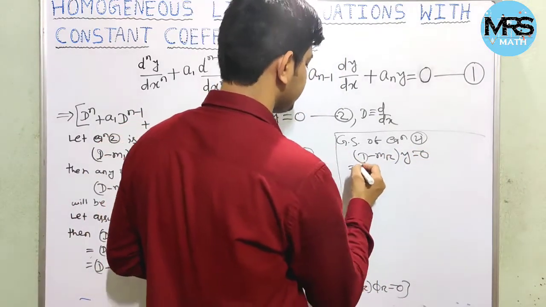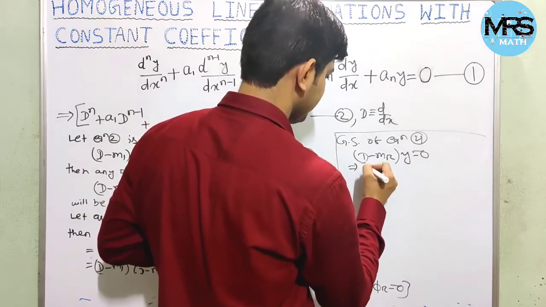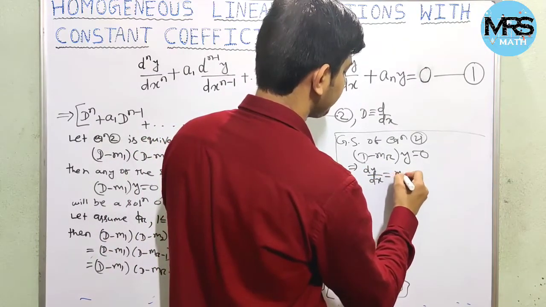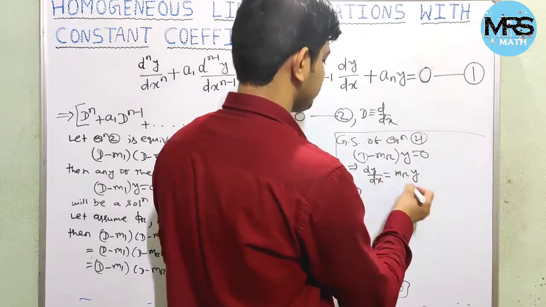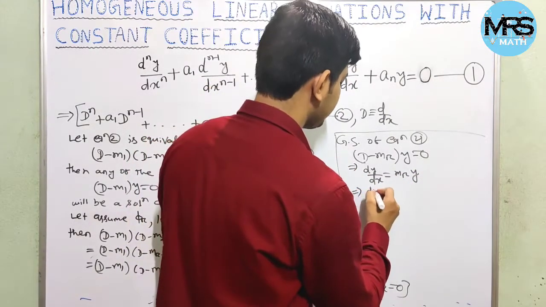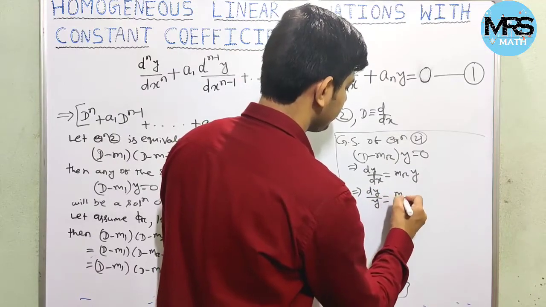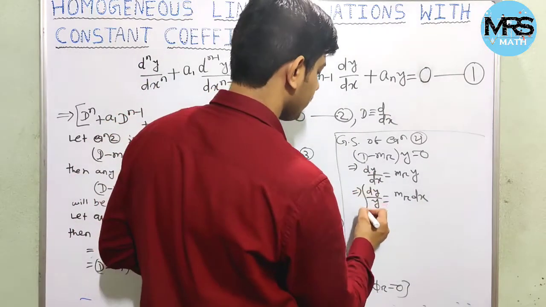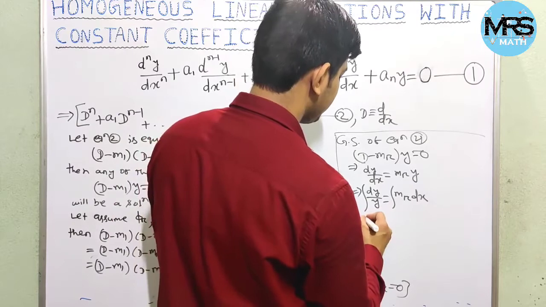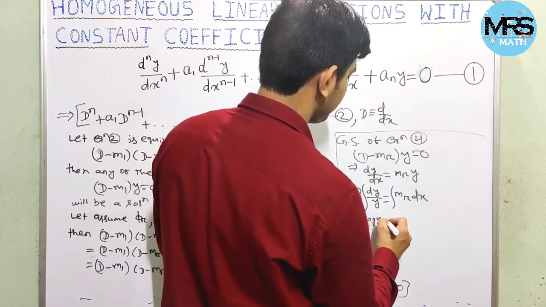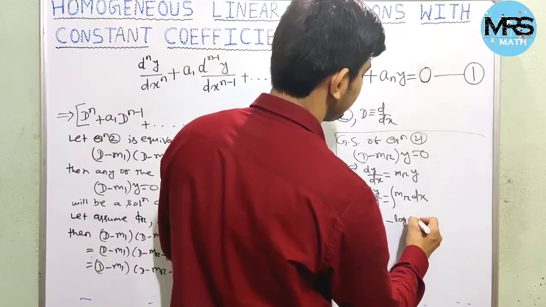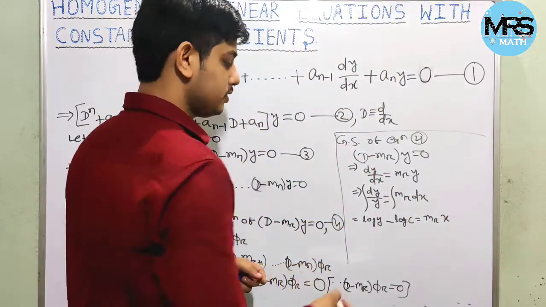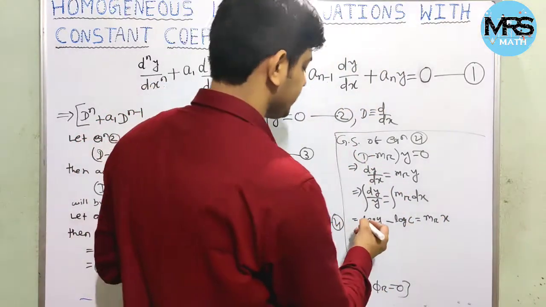So the general solution of equation 4 we can write as (D - mr) y = 0, right? What is D? D is nothing but our d/dx, so this is dy/dx = mr y. If you separate the variables, what will you get? dy/y = mr dx. If you integrate both sides, what will you get? This is log y minus log c equal to mr x, where log c is the constant of integration.